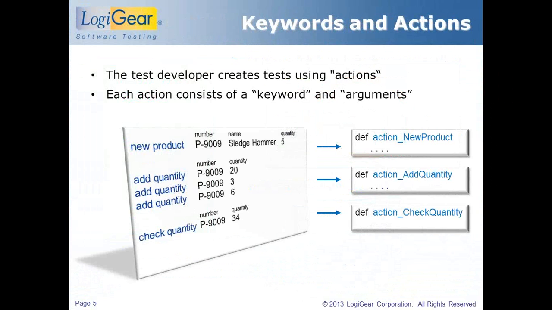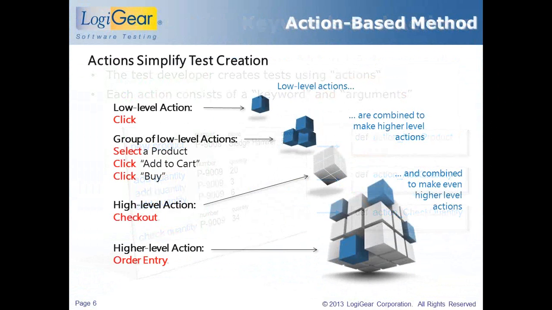And then you go over to look at the variable values to see what the test is about. It's a very easy way to understand the test without going into the programming details. So that's the main objective of keywords and actions, is to get away from those programming details.